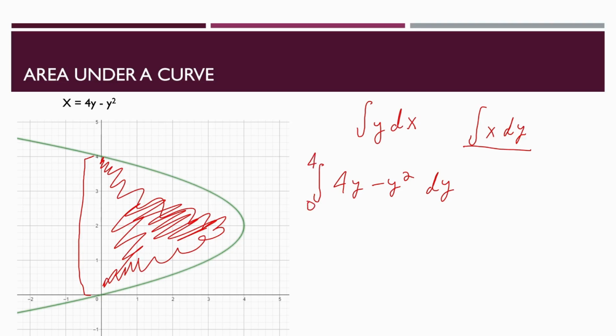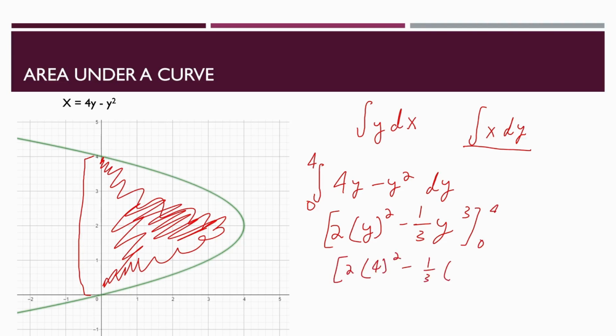So let me just integrate that. This should be 4 over 2, which is 2y square, minus 1 over 3 y cube. Alright, so now we have the limits from 0 till 4. 2 into 4 square minus 1 over 3 into 4 cube. Let me just put it into my calculator. It's 32 over 3. Alright, so you can see the same logic is being applied.